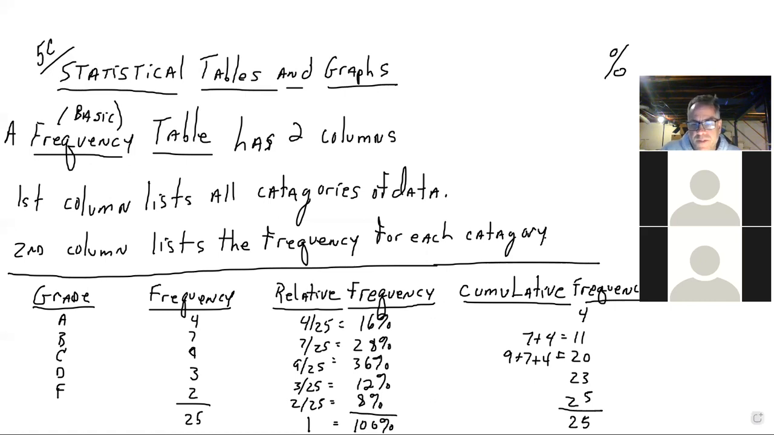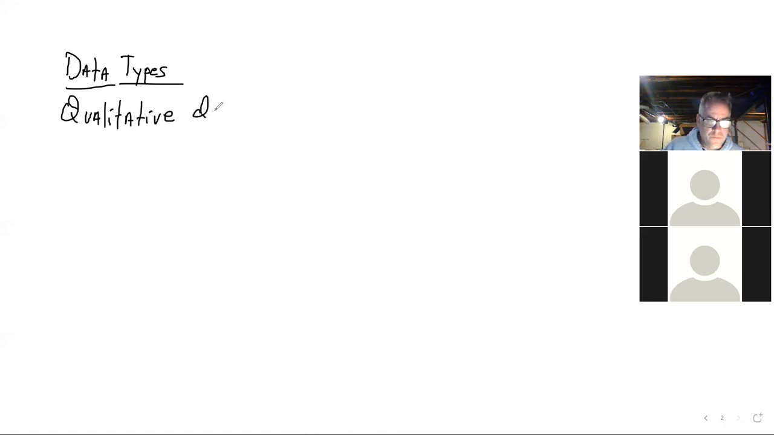Now, when we're dealing with data, raw data that we have collected, there are two types. So data types. We could have what we refer to as qualitative and what we refer to as quantitative.